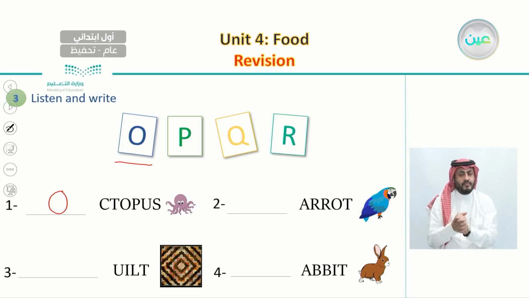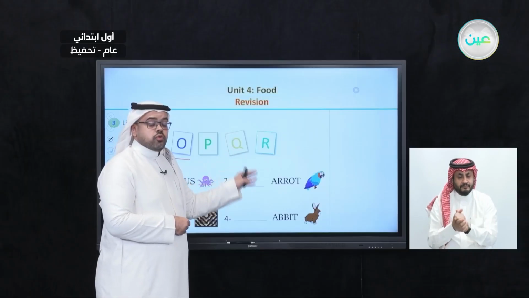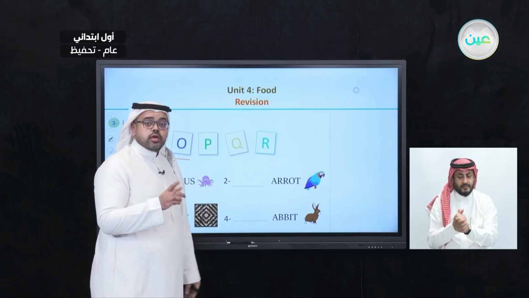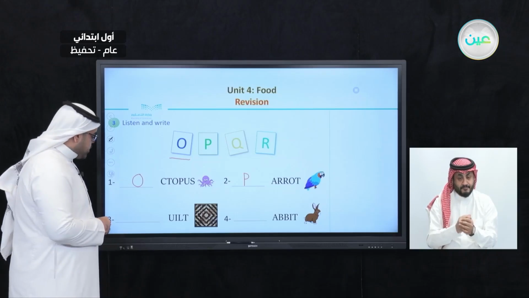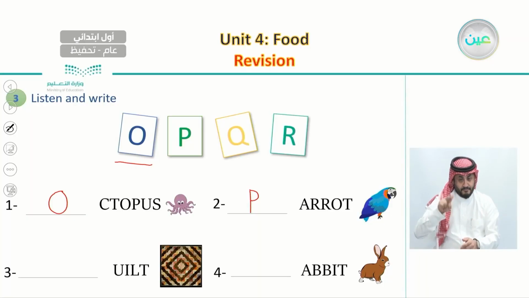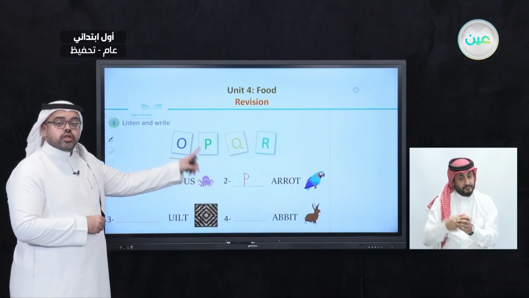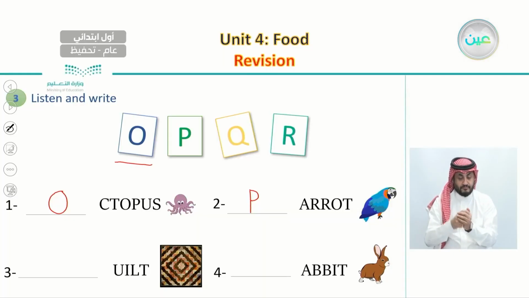So what do you think? Which letter should we use for the word parrot? It is of course the letter P. Parrot. And number 3, quilt. Quilt. So what do you think? Quilt starts with the letter Q. So here we go, and we write letter Q.